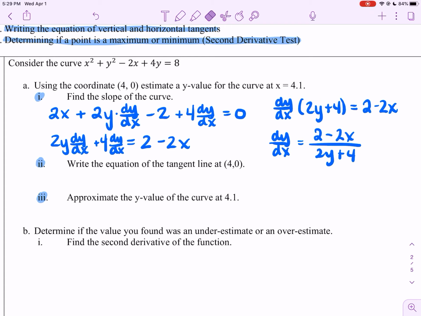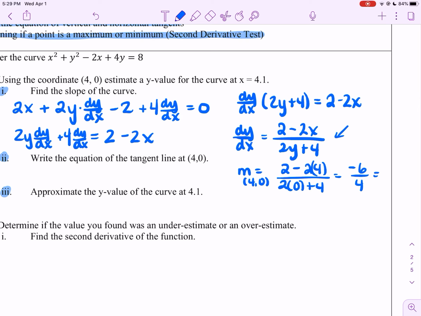Remember, the tangent line's slope is just given by your derivative. So we know that the derivative here at that given point, so at the point 4, 0, that's going to be 2 minus 2 times 4 divided by 2 times 0 plus 4. 2 minus 8 is negative 6 over 4, or this will just be negative 3 over 2.